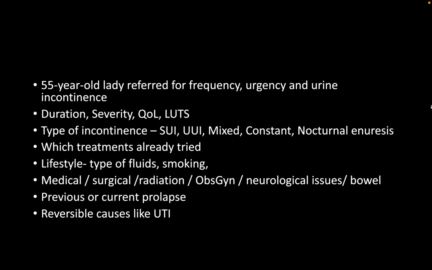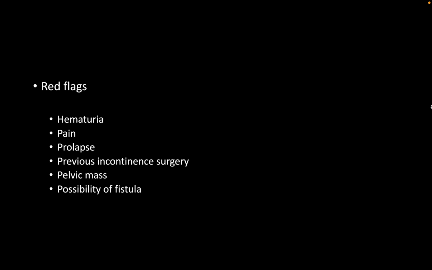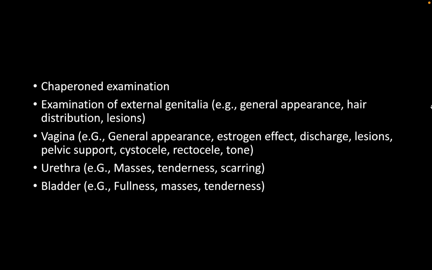I'll then perform a chaperoned physical examination, measuring the BMI in clinic. I'll elicit any abdominal or loin pain, tenderness, or palpable masses. And with the patient's verbal consent, I'll perform an internal vaginal examination to look for evidence of atrophic vaginitis, any pelvic organ prolapse, urethral diverticulum, and also the neurological sensation through the perineal examination.